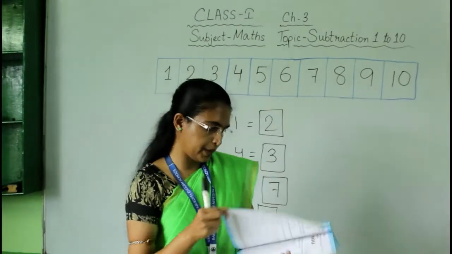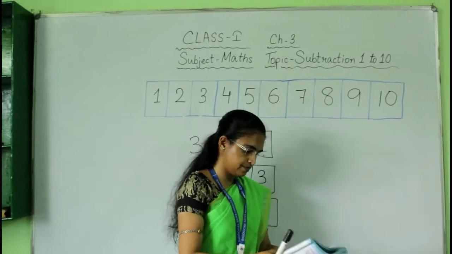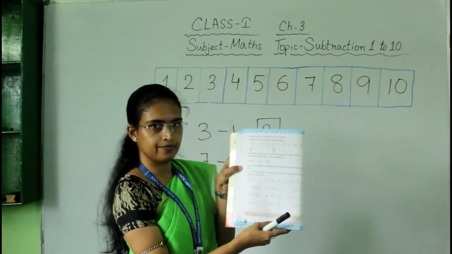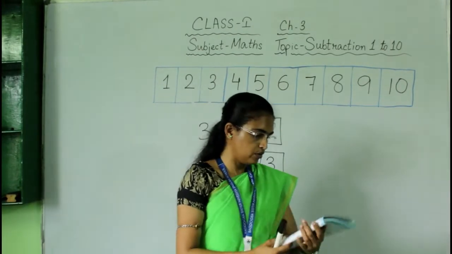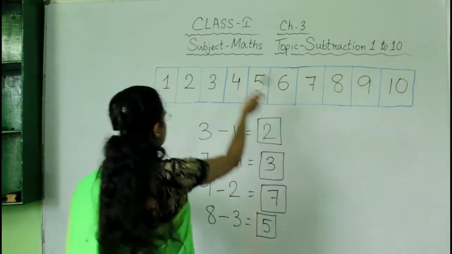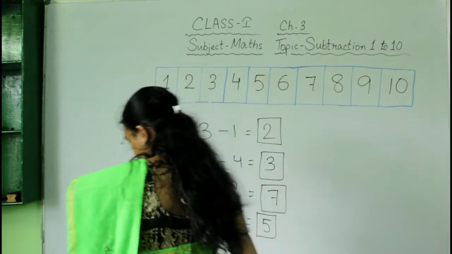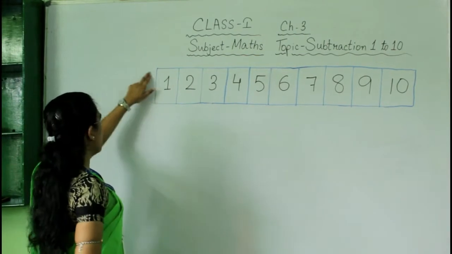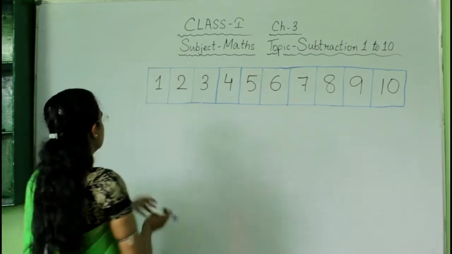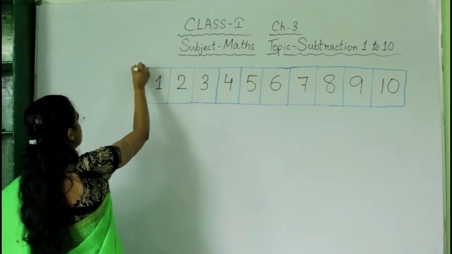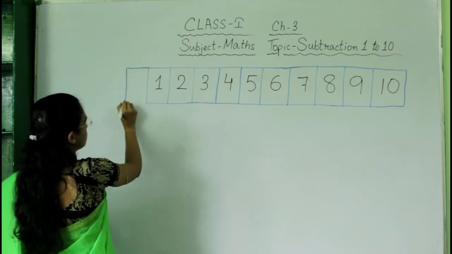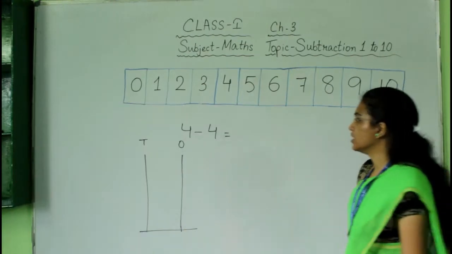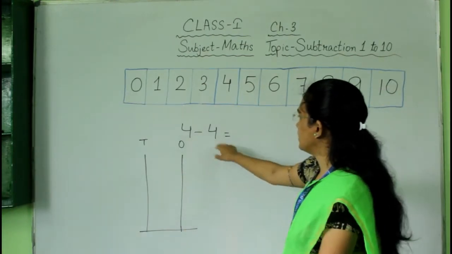Okay, now turn the page. Come to the next page. Page number 28. This one. Now again we have to use this number strip. Okay. Now look here. I have not written 0. Now I am going to write 0. Because this time we are using 0. Okay? Okay. Now the question is 4 minus 4.